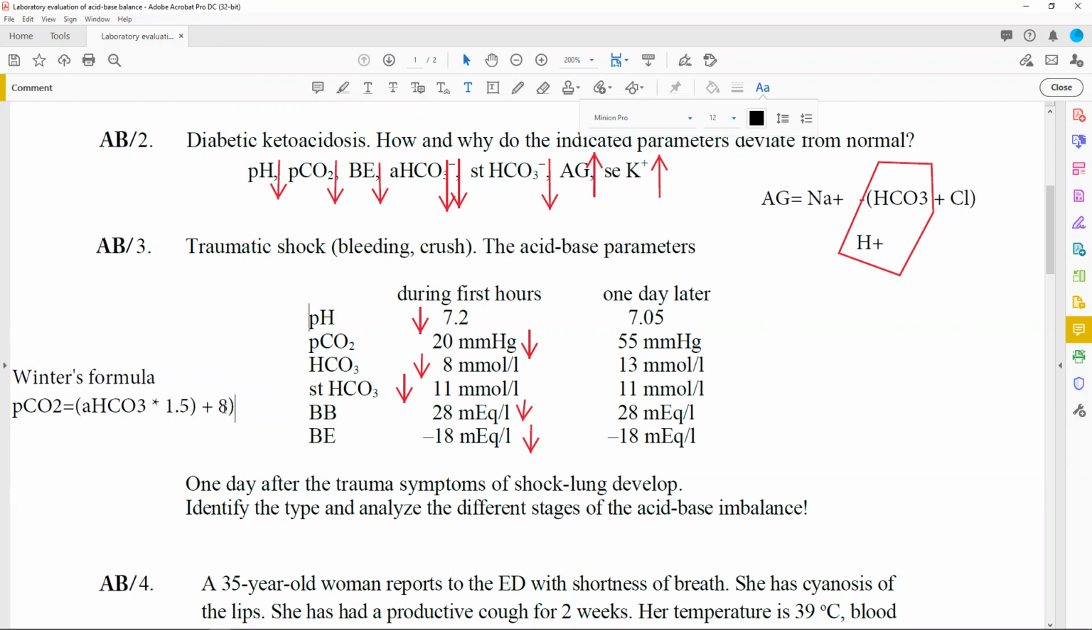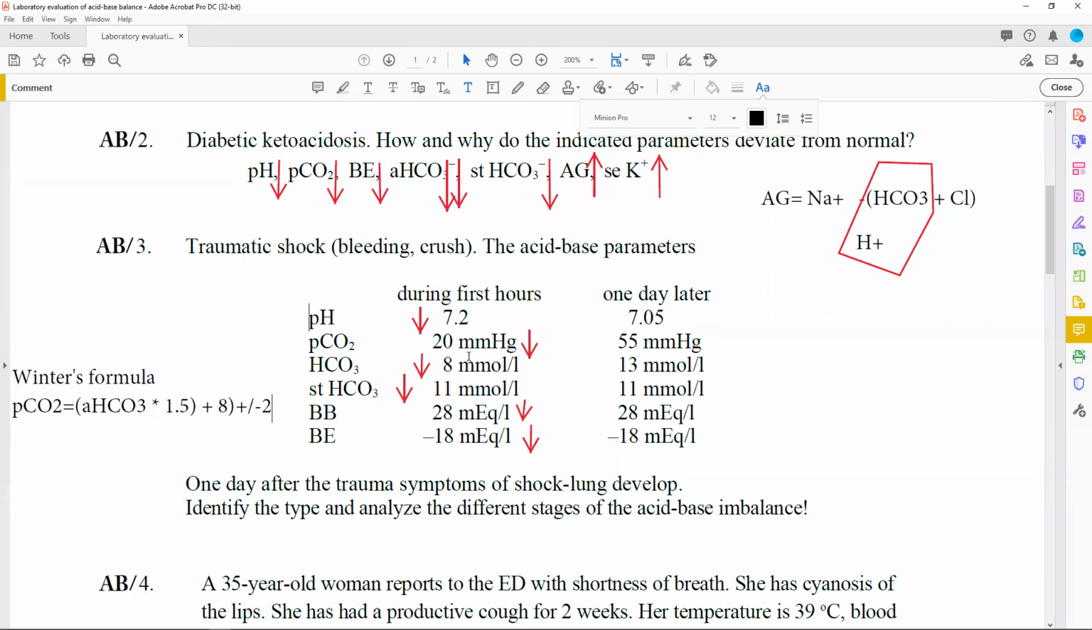And an additional plus or minus 2. So let's see. The bicarbonate is 8. 1.5 times 8 means 12. Plus 8 is 20. So 18 to 22, that should be the compensation. And the actual is 20, exactly the same. So yes, this is a respiratorily compensated situation. So the patient does not have any respiratory problem. Okay?